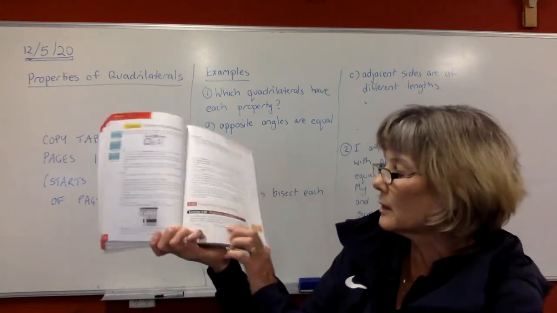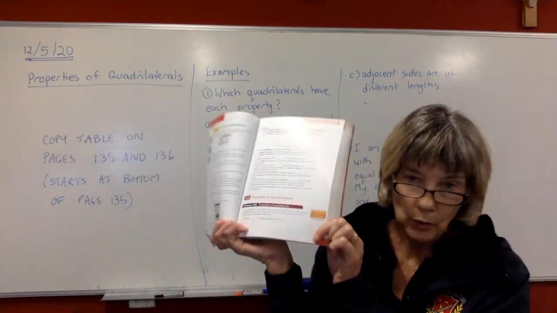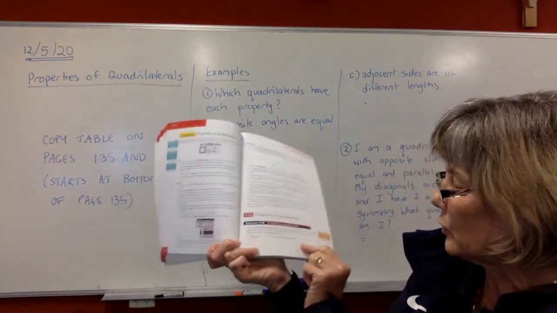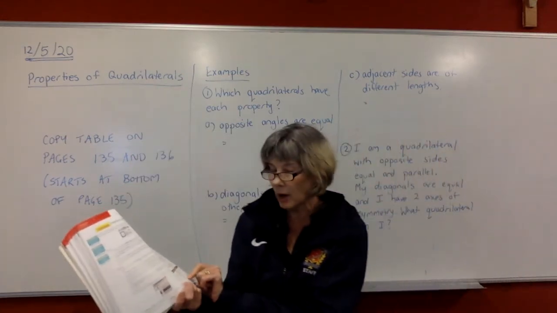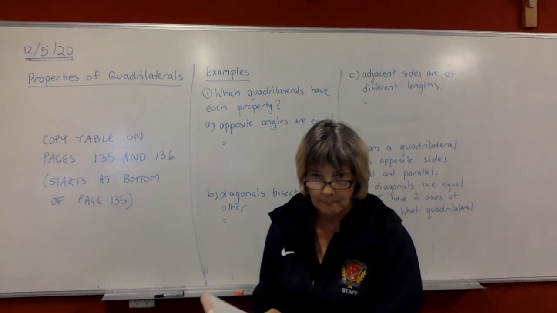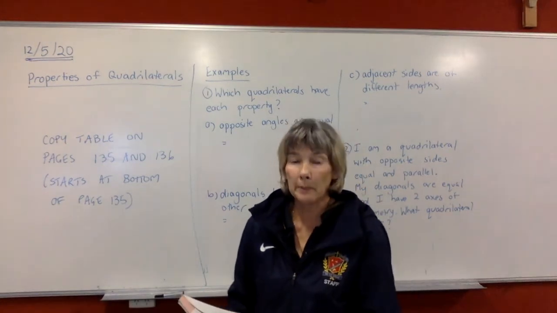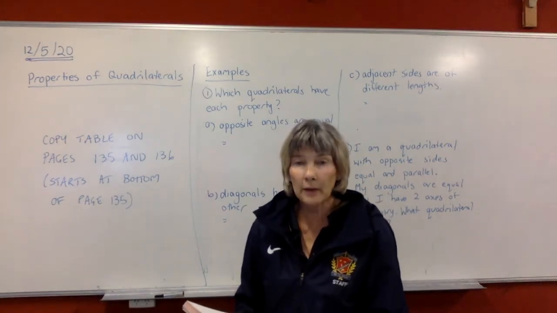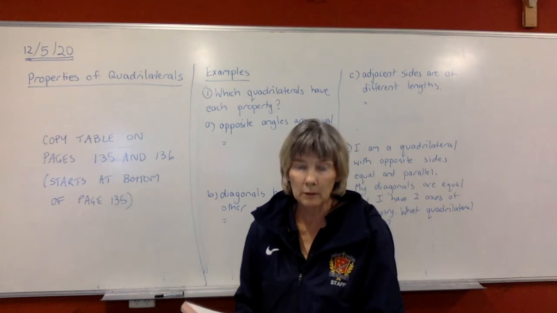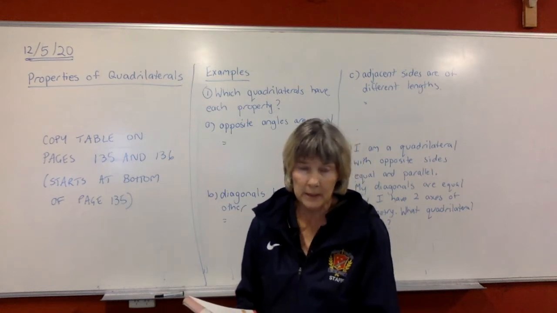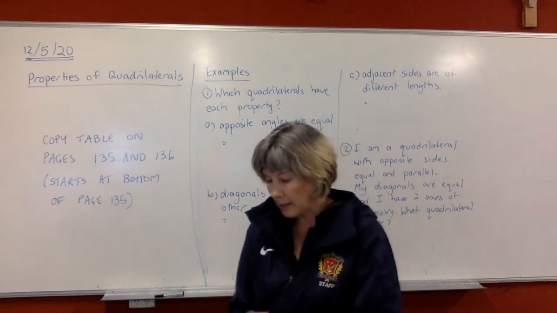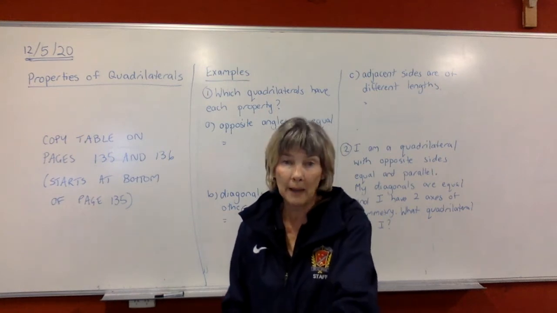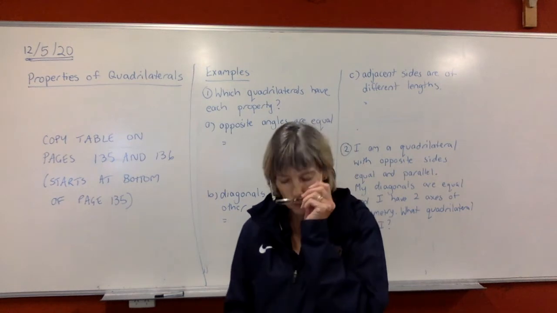So in this first row of your table that you should have done, you have the trapezium and it says, one pair of opposite sides are... You should have the word parallel there. So one pair of opposite sides are parallel. That's all that happens with a trapezium. It doesn't have too many properties. That's it.